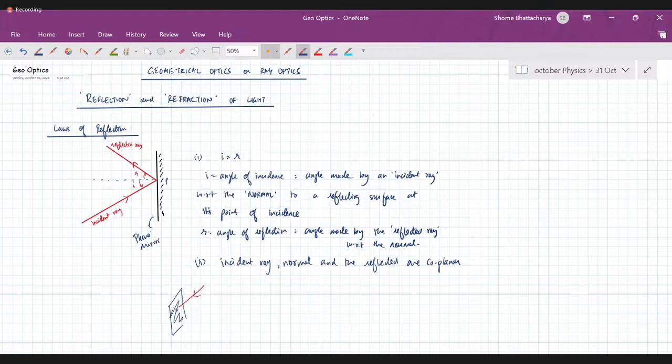Okay, so at this stage we can treat this like an experimental law. Okay? Though I can show you later when we are discussing wave optics that this can be justified from the wave nature of light.